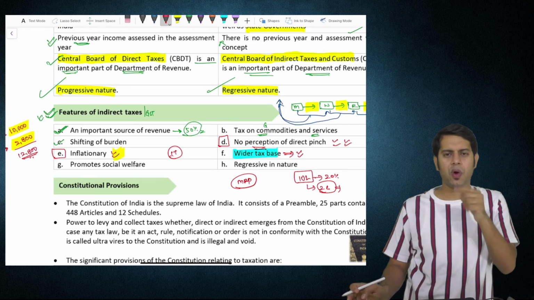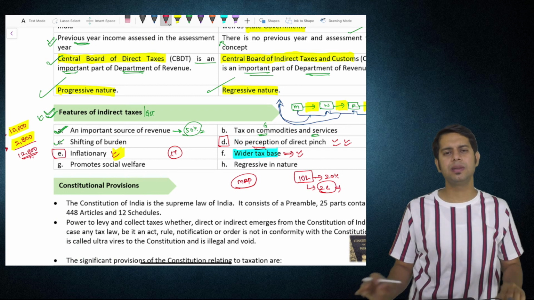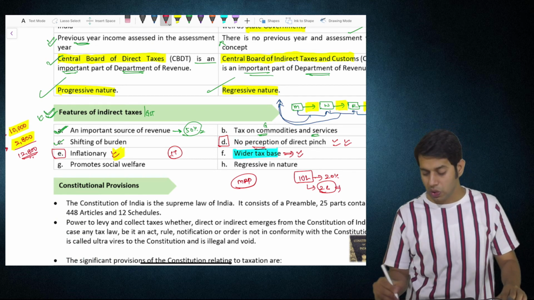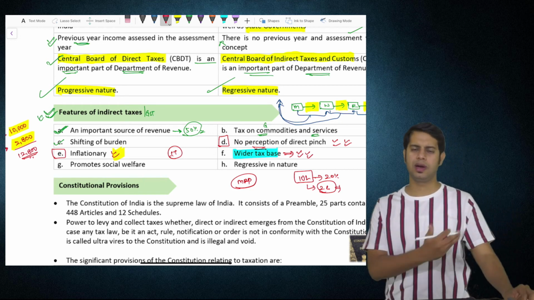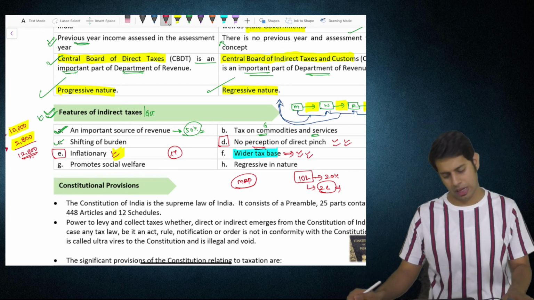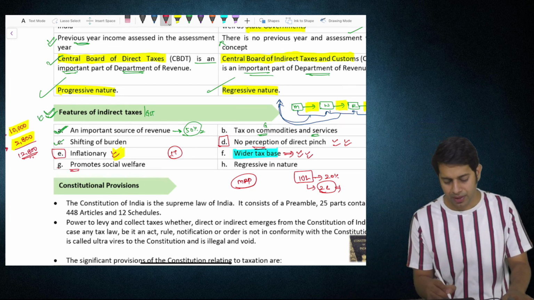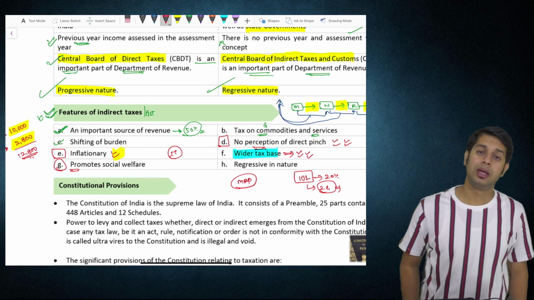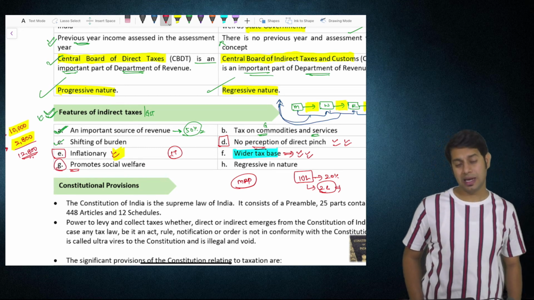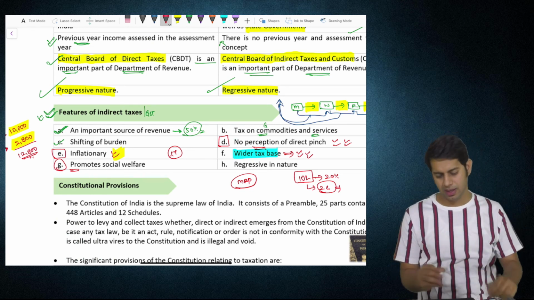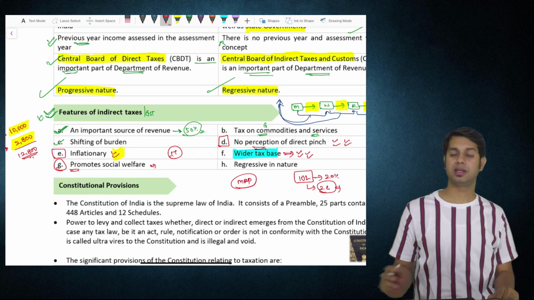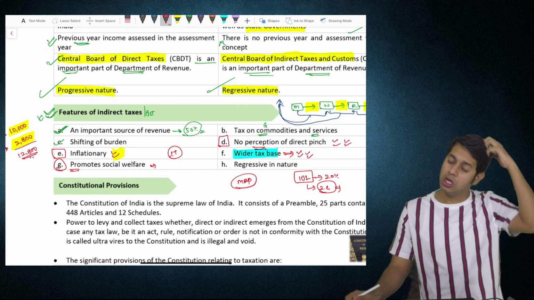They purchase a product, they are paying these taxes. So it has a wider tax base when compared to other different forms of taxes which are collected by the government. Then they say that this indirect tax which the government is collecting will promote social welfare. Sir, social welfare? Yes, they say that indirect tax promotes social welfare.